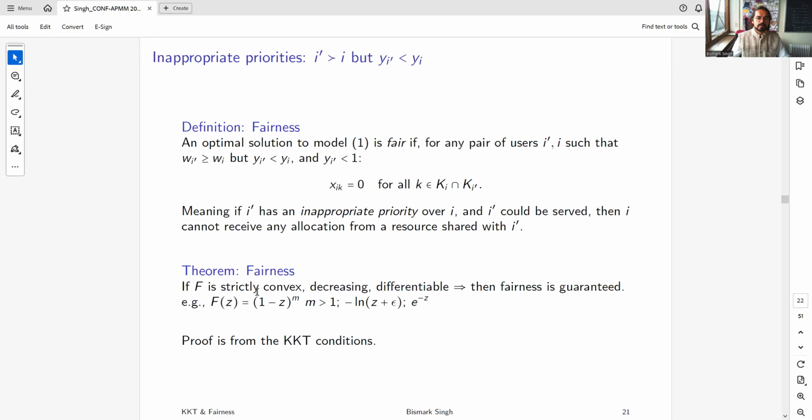Examples of such functions are quite simple: quadratic or cubic or a polynomial, logarithmic, exponential. And the way this is proved is from the KKT conditions of this optimization model that I just showed you.